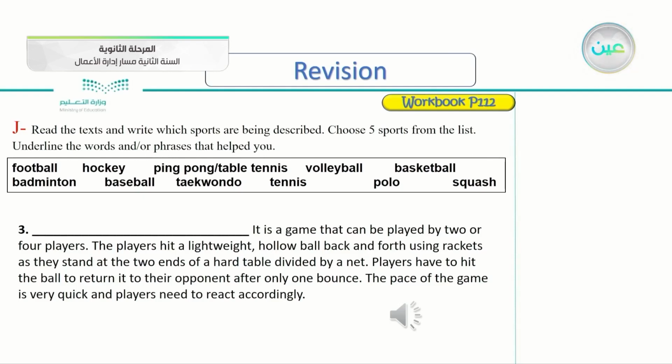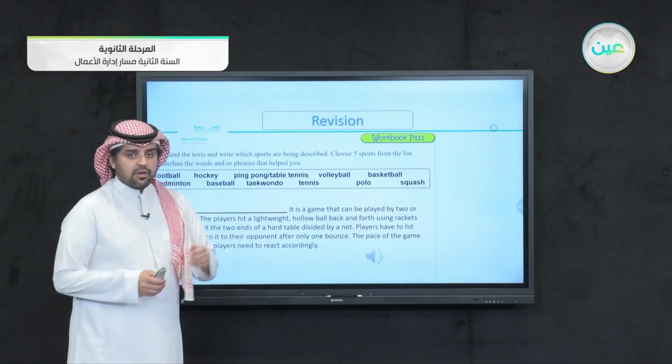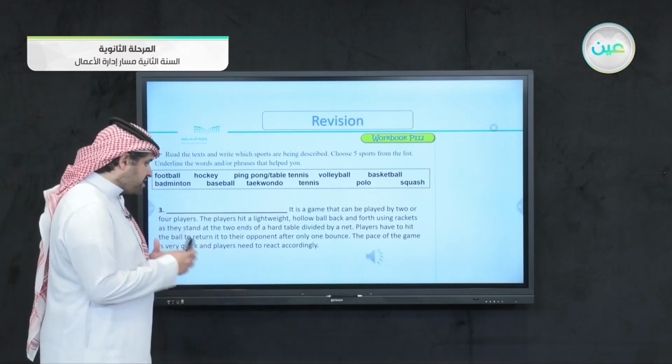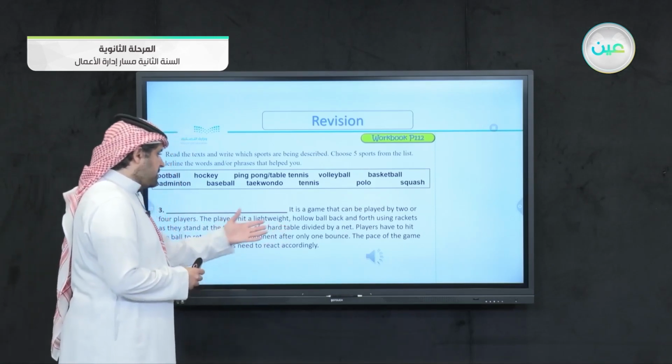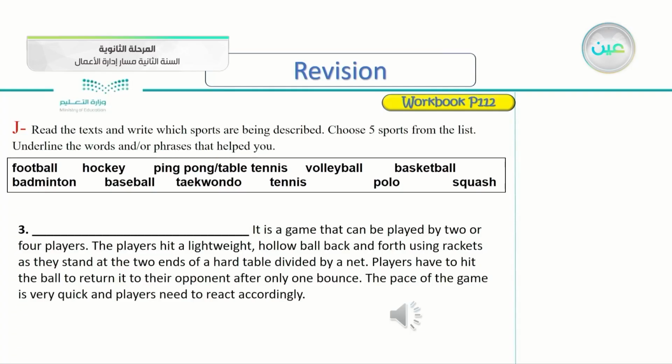So this is a game where there's a net and there's a ball, and it's fast-paced, because, as mentioned here in the ending, the pace of the game is very quick and players need to react accordingly. In the beginning it says it's a game that can be played by 2 or 4 players. The players hit a lightweight hollow ball. So the ball is light because it's hollow. It's not like a baseball, heavy, it's light. Back and forth using rackets. So it has a net, it has rackets, it's very quick paced.